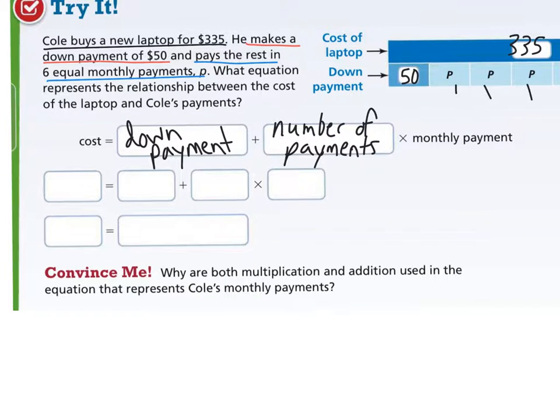So to start out with, the cost they told us was $335. The down payment was $50. They made 6 payments. I'm not sure why the book's using the multiplication symbol. We kind of went away from that, so maybe just parentheses there. And their monthly payment, we don't know, but they're telling us monthly payment is P for payment.